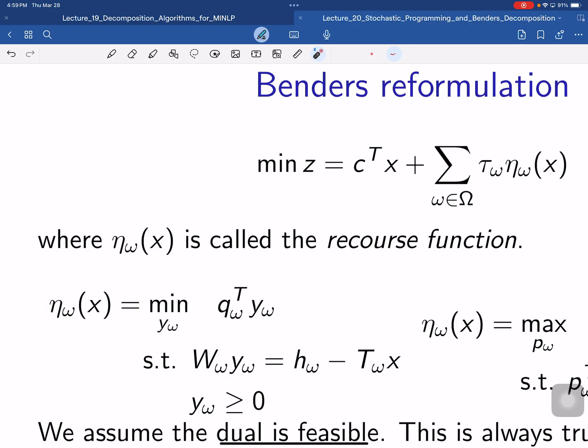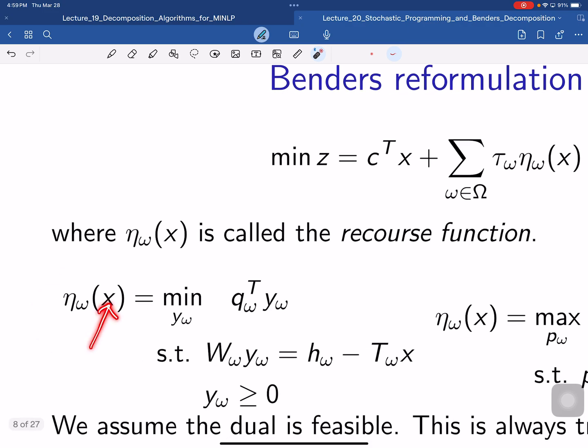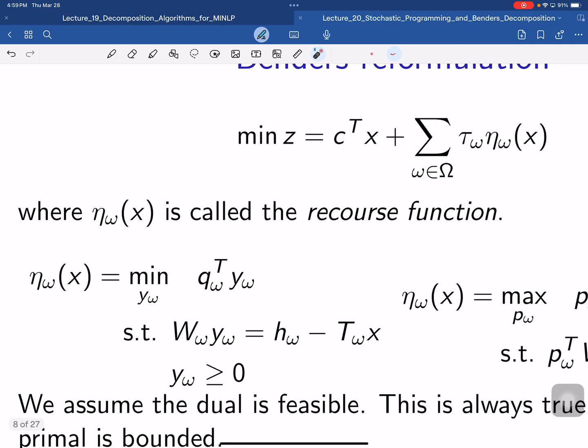Fixing the number of newspapers you get, we are going to determine the optimal number of newspapers we sell and return to the publisher. That's what this problem is doing. Now, if you think about this recourse function, it is a linear programming problem with respect to the Y variable. All the constraints are linear, and Y is a continuous variable.